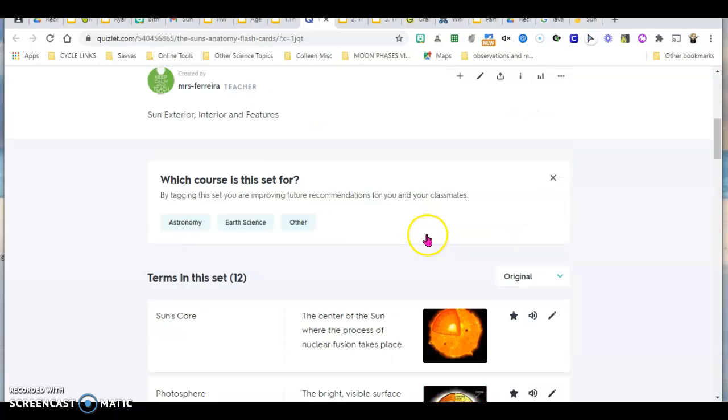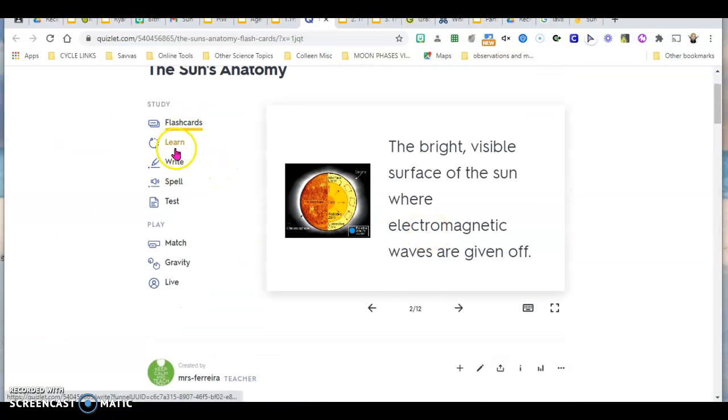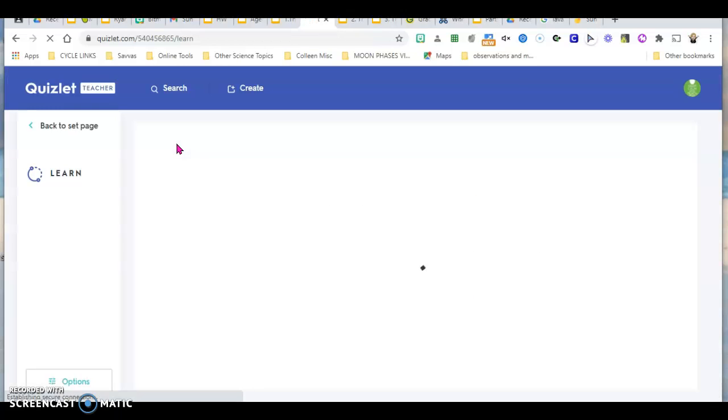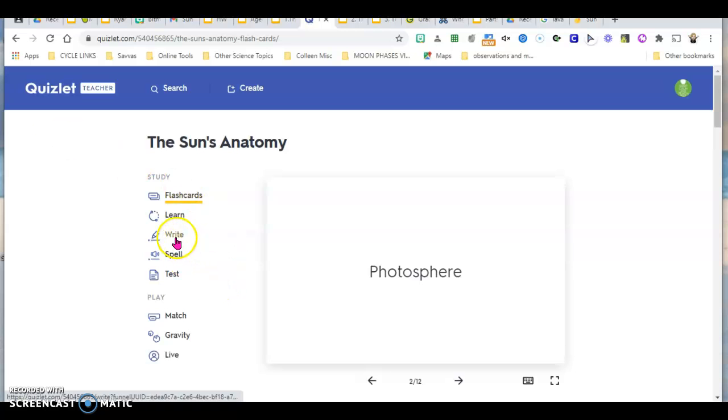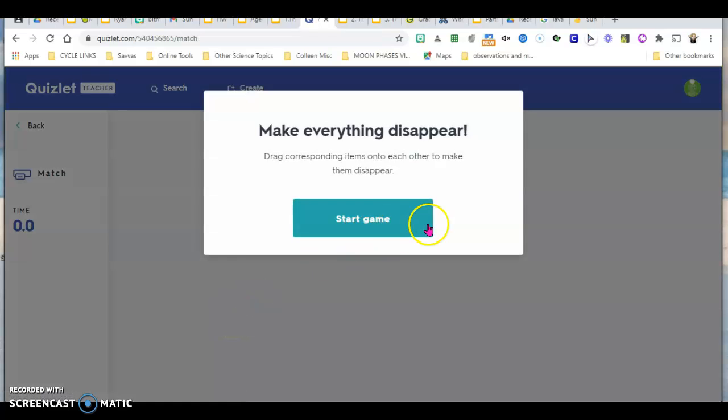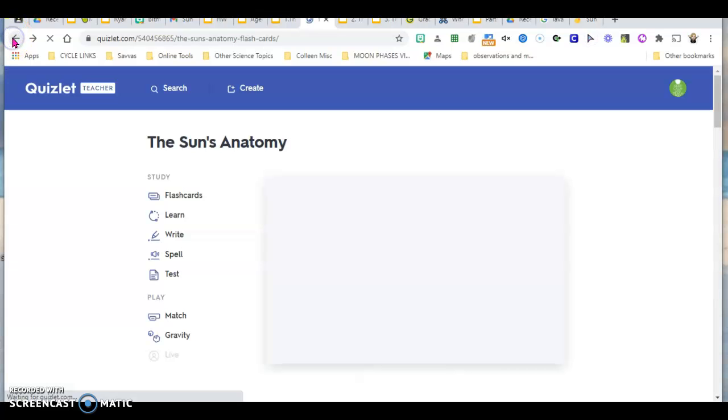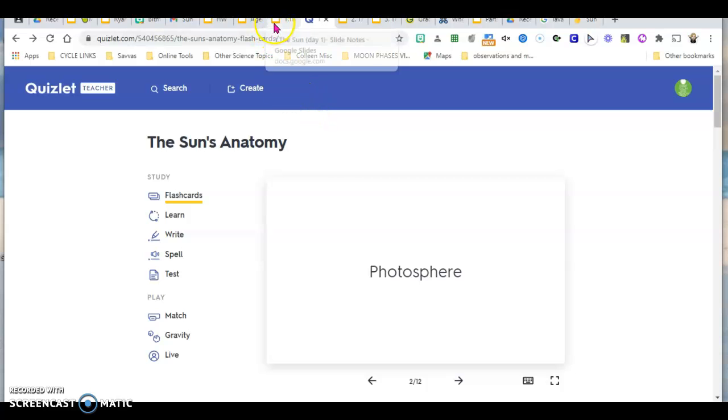You can also choose to learn a learning game where you'll be able to match the words. You can choose to write them out. That's hard because if you spell them wrong, Quizlet tells you they're wrong. You could play a matching game. You can also play a gravity game where you have to drag and drop things before they hit the ground, or you could play a live version game, kind of like a quizzes challenge game or a Kahoot challenge game. So you could play around with your Quizlet and learn the words at the same time.